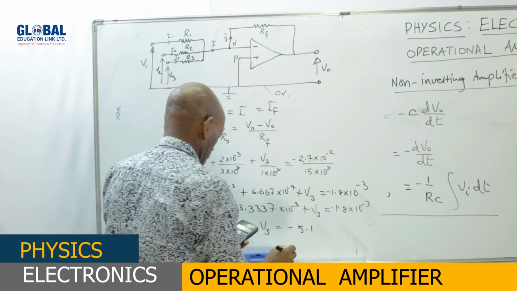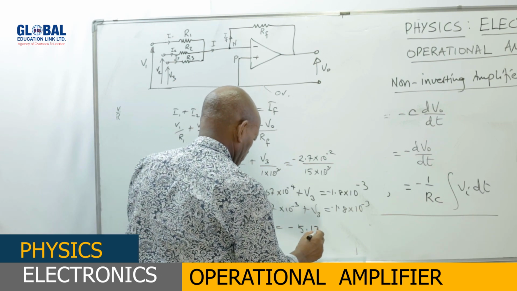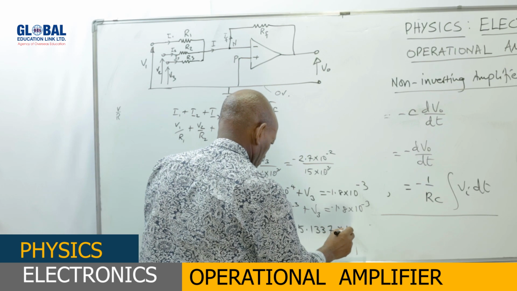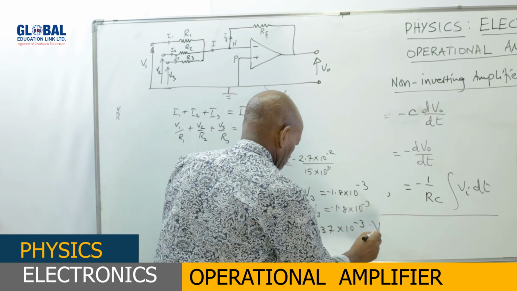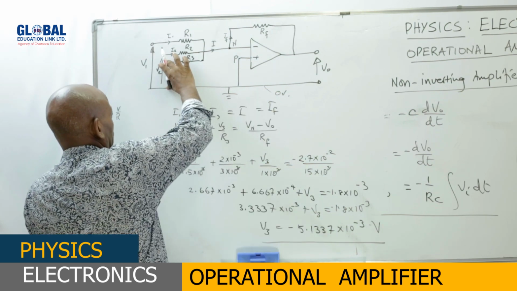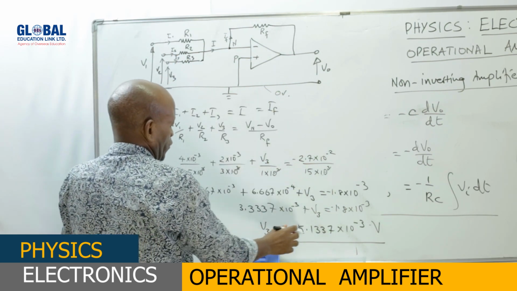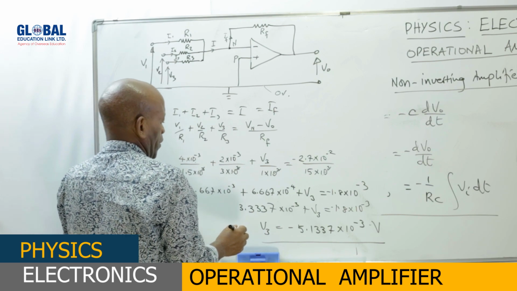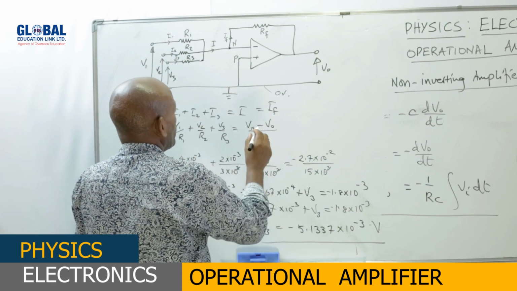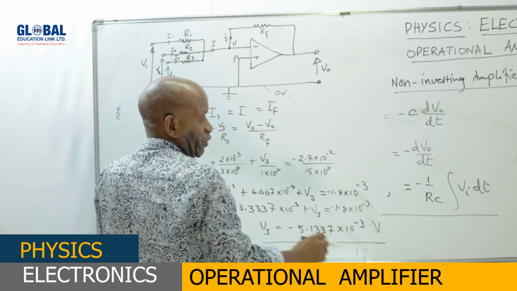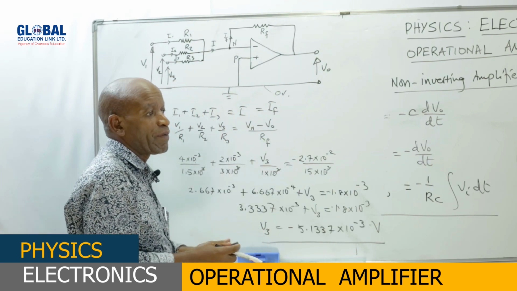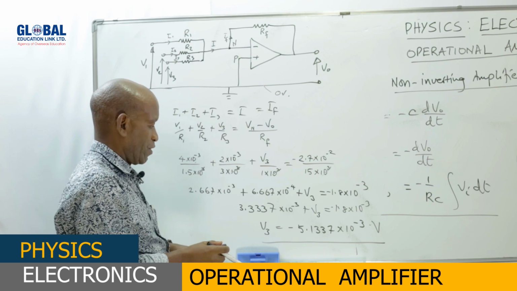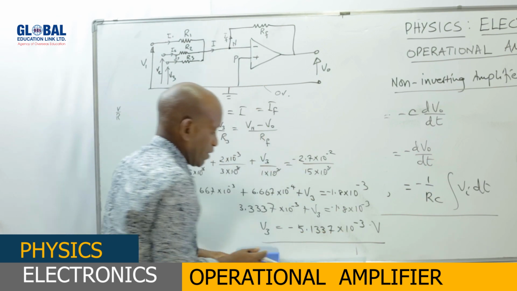minus 5.1337 times 10 to the power negative 3 volts. The input voltage at this particular terminal will be supposed to be this much to make the output voltage equal to 2.7 times 10 to the power negative 2 volts. So this will be the value for the voltage V3.